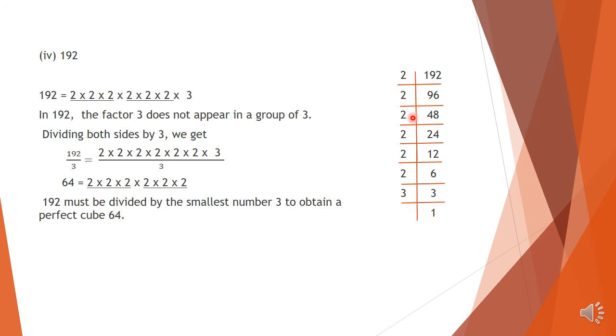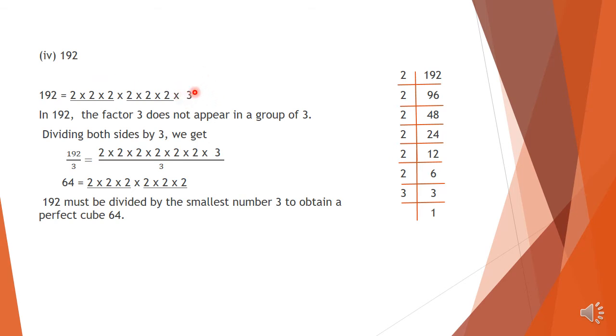So the prime factorization of 192 is equal to 2 into 2 into 2 into 2 into 2 into 2 into 3. The first 3 2s make one group. The next 3 2s make another group. And here the factor 3 is left. 3 is not in a group of 3, it does not form a triplet. So this is our answer. The number 192 should be divided by the smallest number 3 to make it a perfect cube.